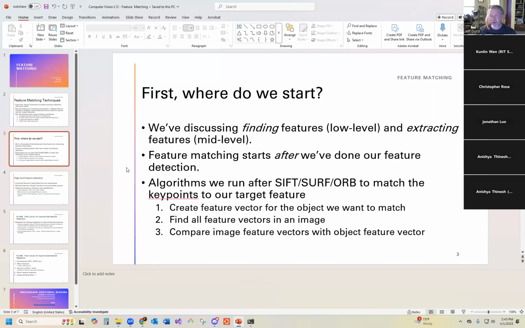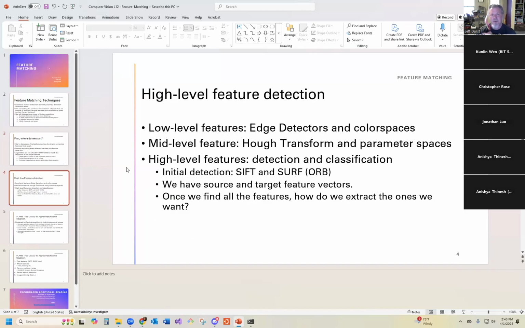So we've run our algorithm, we've got our key points, and what we go on to now is this idea of looking at the high level feature detection or matching or extraction. There are a lot of words that get thrown around a lot, and I apologize if it gets a little confusing, but again, it's just this idea that we found interesting stuff, and now out of all of those interesting things, I want to find my specific thing.